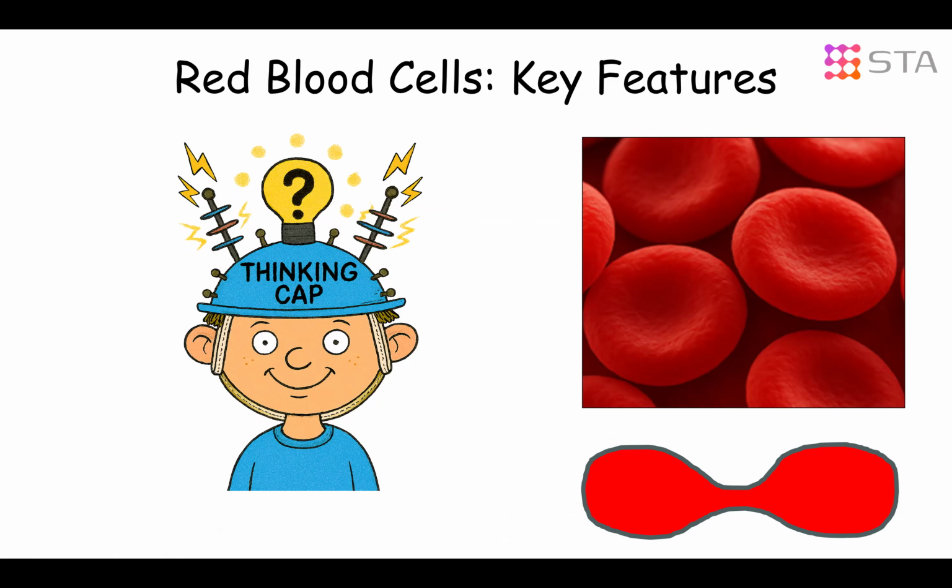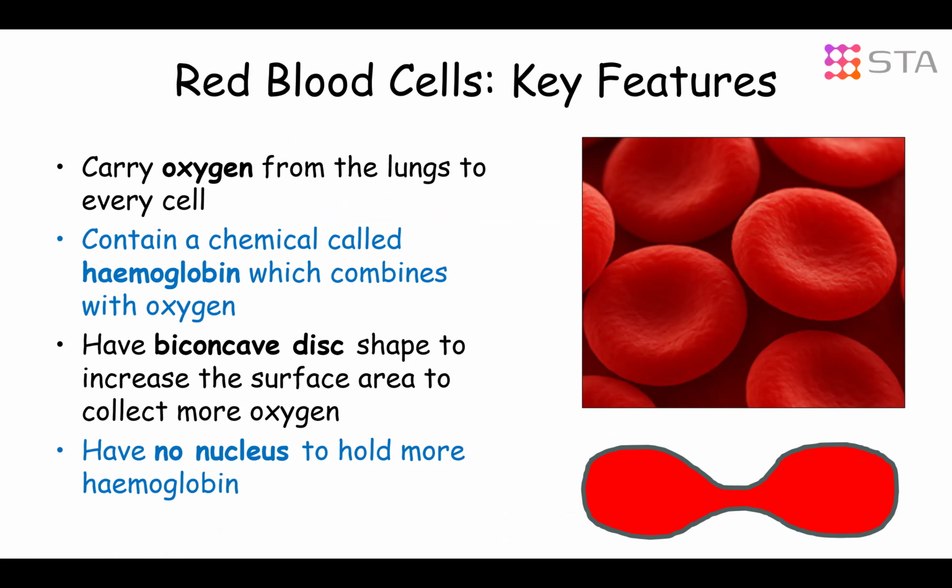Okay, let's go through the answers then. So, red blood cells, first of all, they carry oxygen. They are the way in which our blood carries oxygen to every single cell or tissue in our body. So the red blood cells pick up the oxygen in the lungs and take it to every cell.